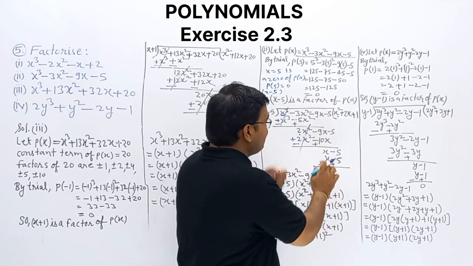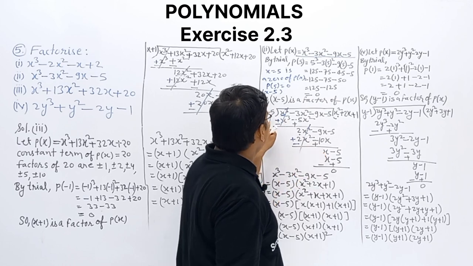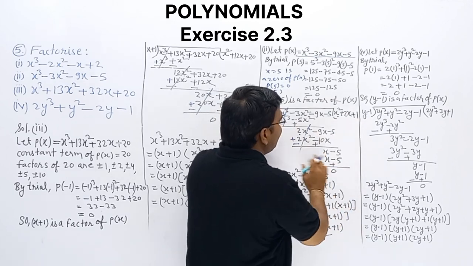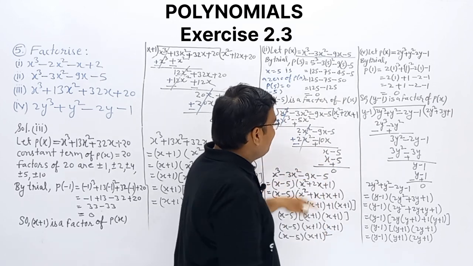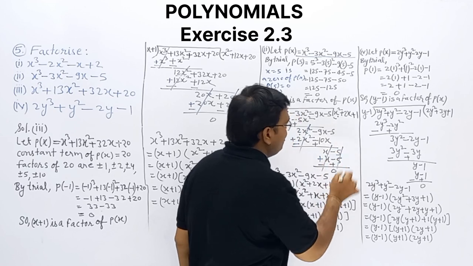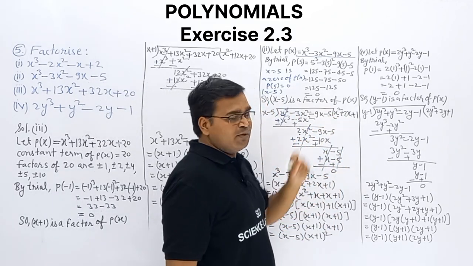10x. What is the remaining? x is remaining. x minus 5. Now we want x, so we will multiply this by 1. Then we are getting x minus 5. Then we are changing the sign. This is the plus, so minus, minus of plus, we are getting 0. The remainder is 0. So in this way we are getting a quadratic polynomial.